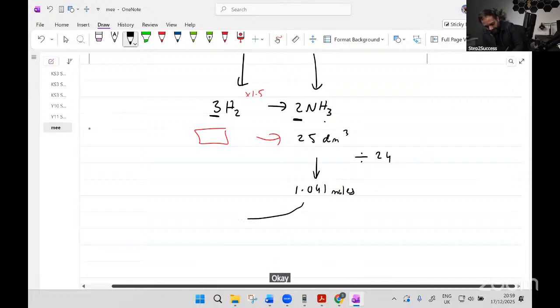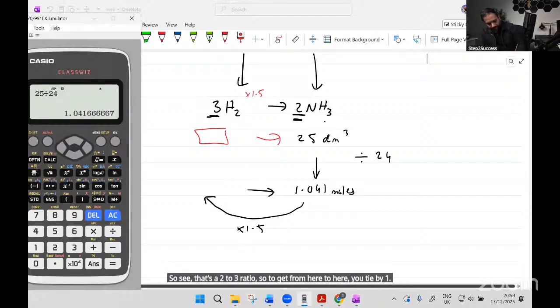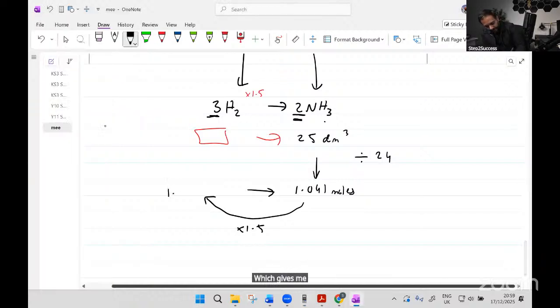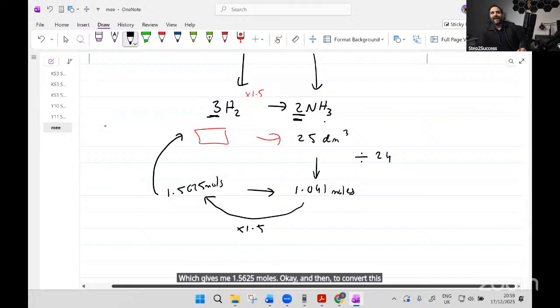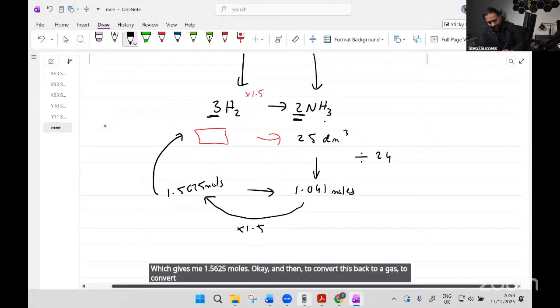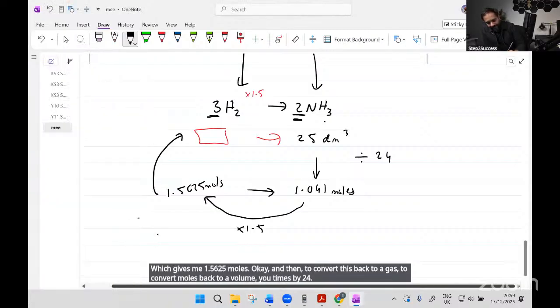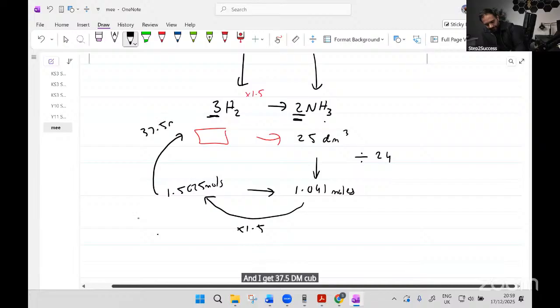Then I will use the balanced equation to see that's a 2 to 3 ratio. So to get from here to here, you times by 1.5 like I did before, which gives me 1.5625 moles. And then to convert moles back to a volume, you times by 24. And I get 37.5 dm cubed. So that works. That is the answer to the question.